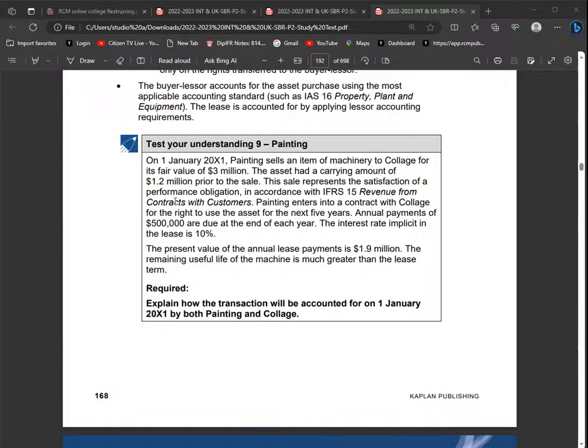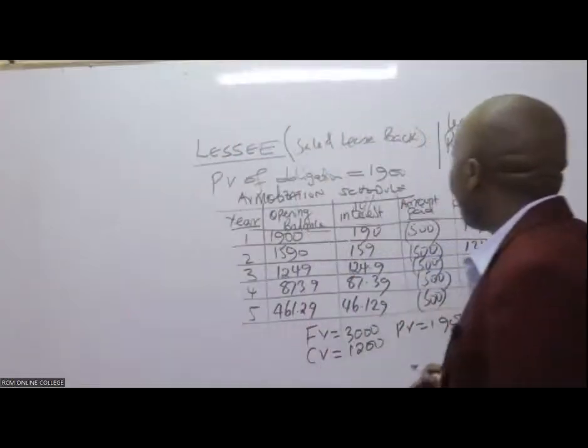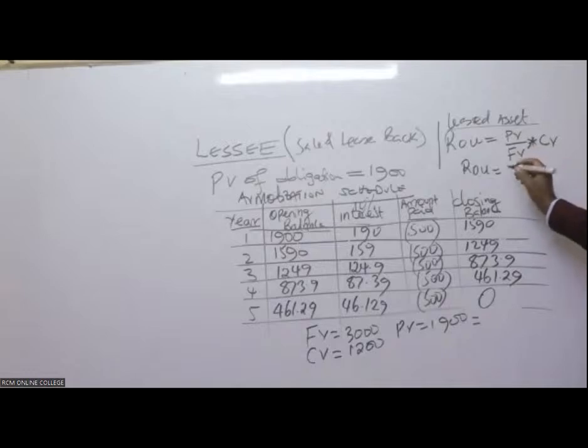And then in the last paragraph before required, they're telling us that the present value of the annual lease payment is 1,900. So given this information, I should be able to get the right of use. The right of use here will be the present value, which is 1,900, over fair value, 3,000, times carrying value, which is 1,200. And these details give me a figure of 760.